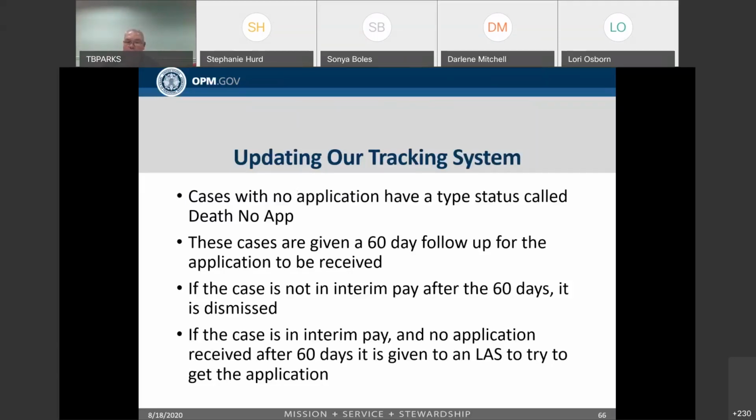If the case is in interim pay and no application is received after 60 days, then it's given to an LAS to try to get the application. In other words, one of our legal administrative specialists would try to contact the survivor or the agency or whatever source we needed to get whatever information we needed to finalize that case before we would just dismiss it. We would do everything we could to get the information.